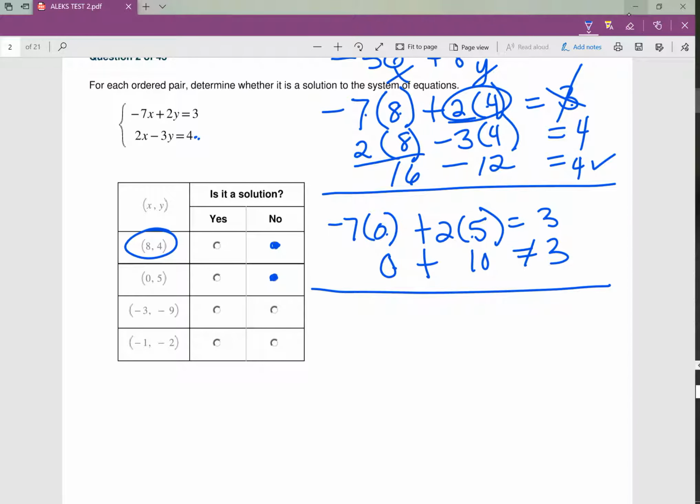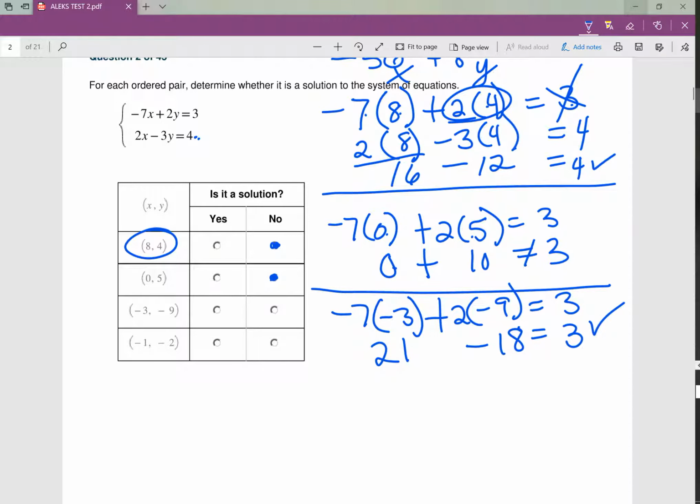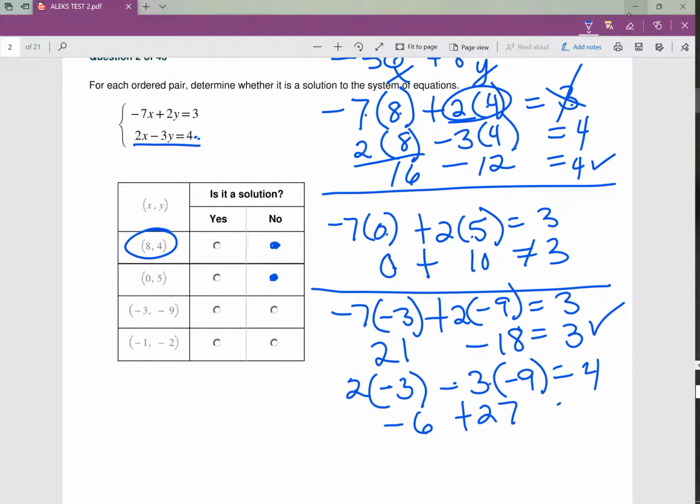Okay, repeat and rinse. Negative 7 times negative 3 plus 2 times negative 9 is going to equal 3. This might be true because this is going to give you 21 minus 18, which is 3. So that checks out. We repeat the process here with this one to make sure that the system does work. So we'll try 2 times negative 3 minus 3 times negative 9, and that should equal, according to the system, 4. Let's see if that's true. This is going to give us negative 6. This is going to give us positive 27. That looks like a fail to me, because that's a positive 21. Alright, so this is a no.